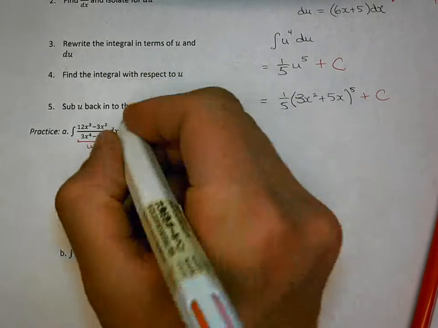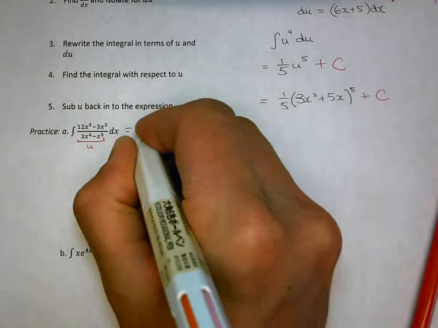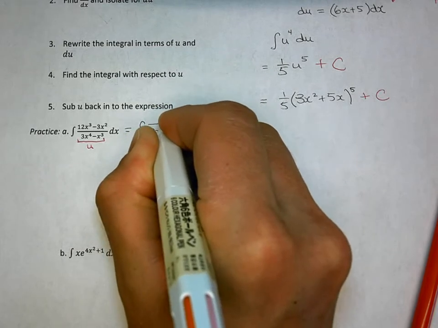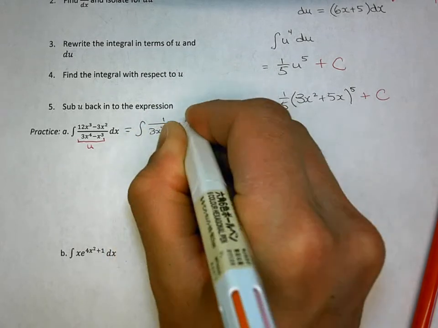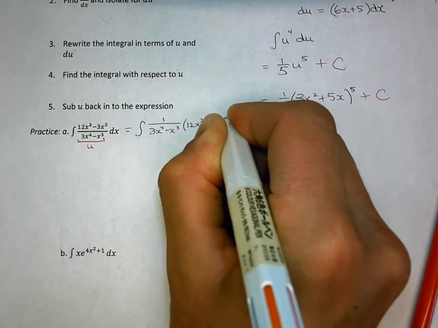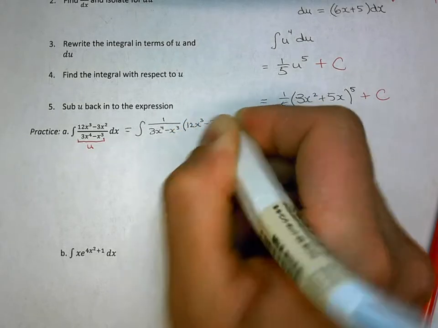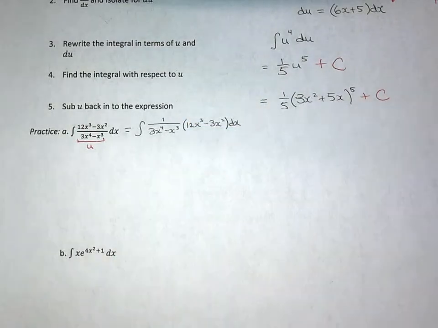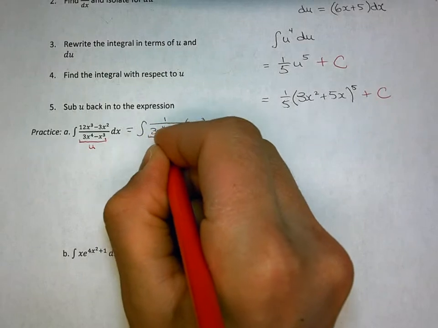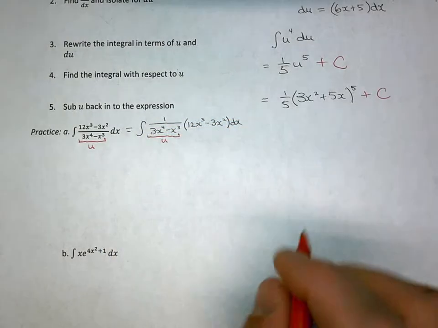Actually, if it makes us a little bit happier, I'm going to rewrite this as 1 over 3x to the power of 4 minus x cubed times 12x cubed minus 3x squared dx. We can even write it like that. Either way, there's a b in here. Oh, there's a b. This is a u. Whatever way you want to look at it.